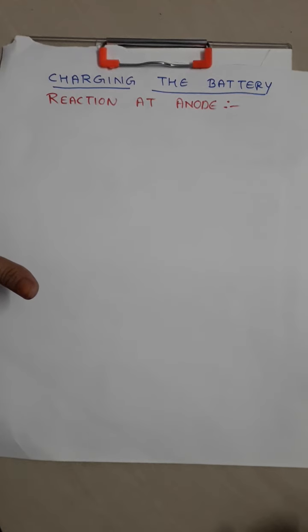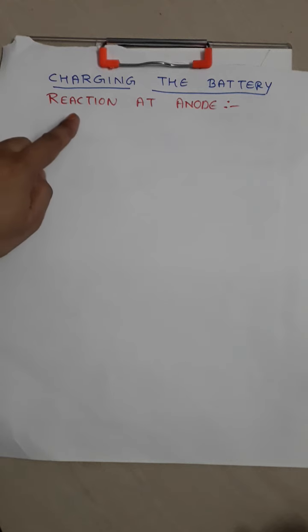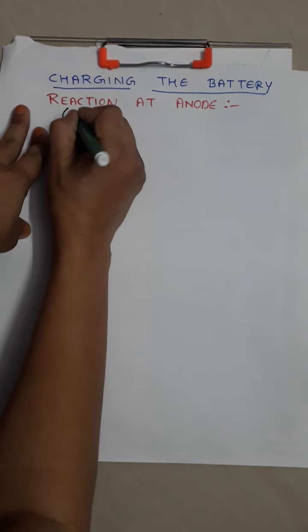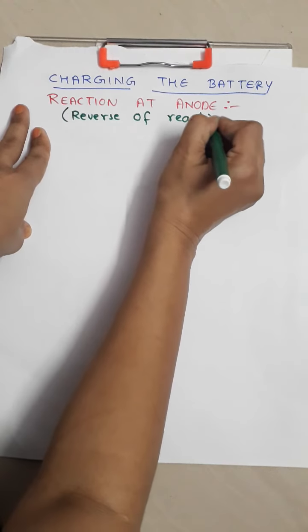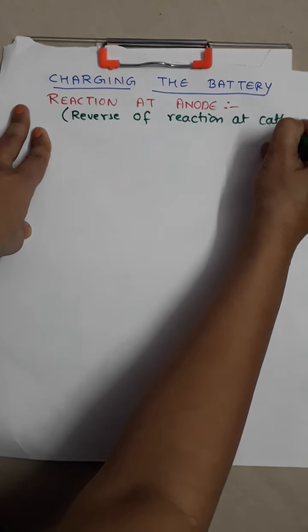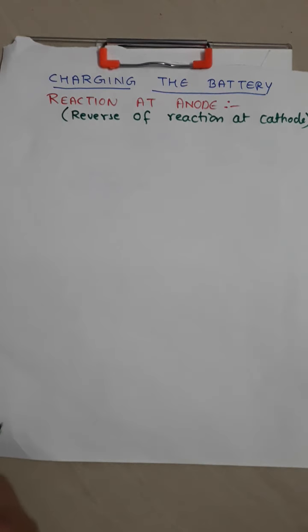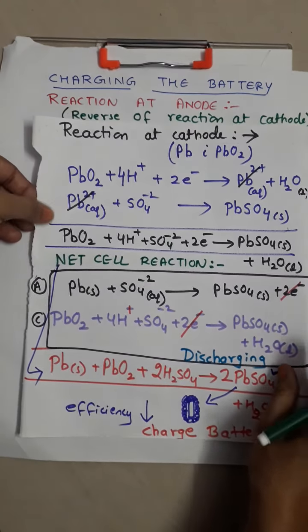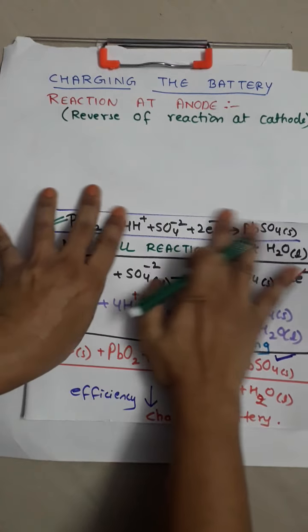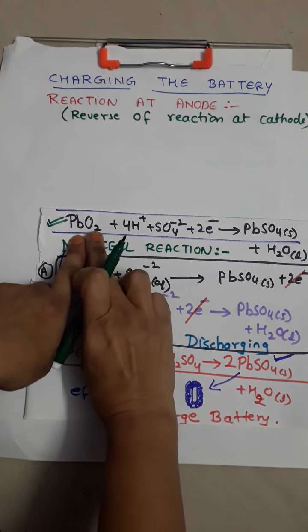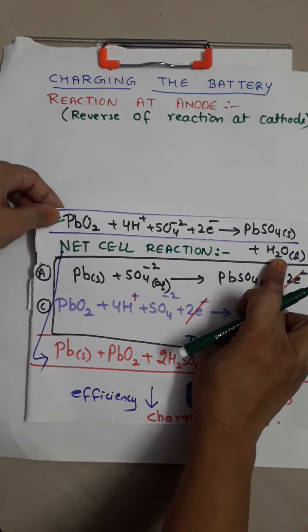What are the reactions? Now what we have to remember is that the reaction at the anode would be the reverse of the reaction at the cathode. So if you know what was the reaction at the cathode, you would definitely answer this reaction. We have studied the reaction at the cathode in the previous video. So just concentrate on this particular reaction. This is the reaction at the cathode. We have to reverse this reaction.